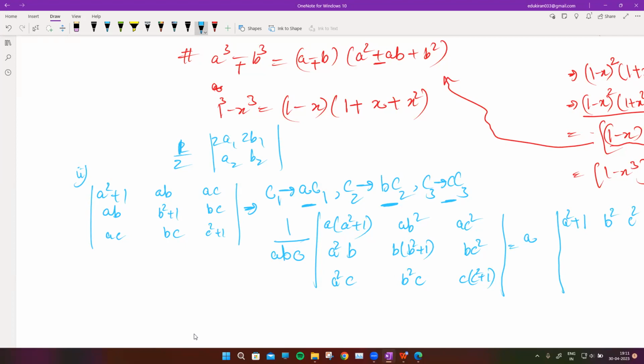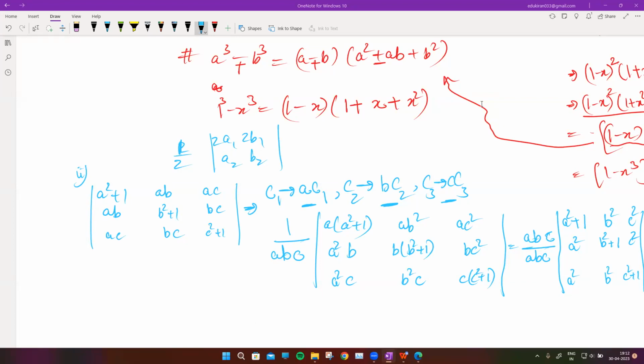Now I'm taking b common from the second row. So I'm left with a square, b square plus 1, and then c square. And I'm taking c common from the third row. So we are left with a square, b square, and c square plus 1. So effectively, what we have done is we have multiplied the columns with a, b, and c, and then taken common from the rows.